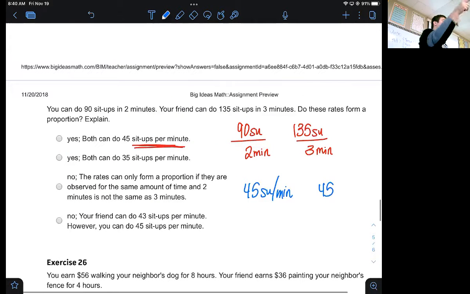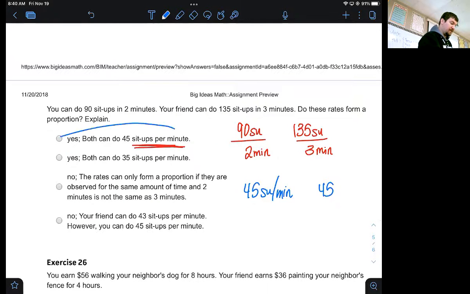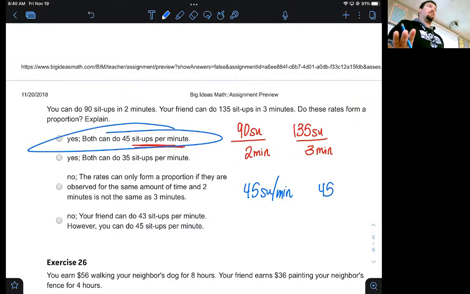So I know the answer is yes. And I additionally know that it's got to be the top answer. Not 35 sit-ups per minute, but 45. So the cross products will tell you the answer is yes, but the cross products won't tell you how fast you're doing them. Right? I'm doing 45 per minute.